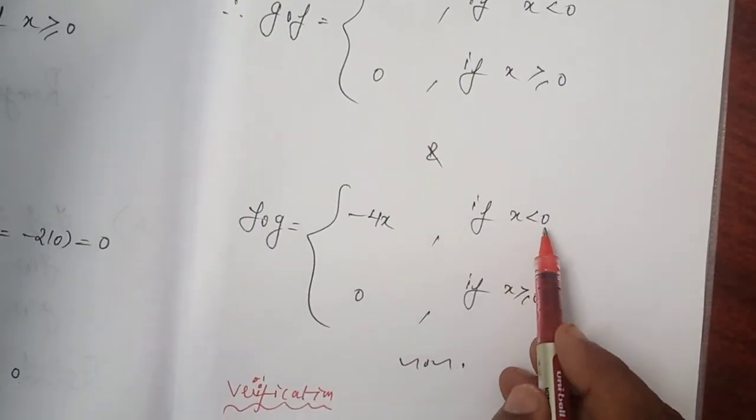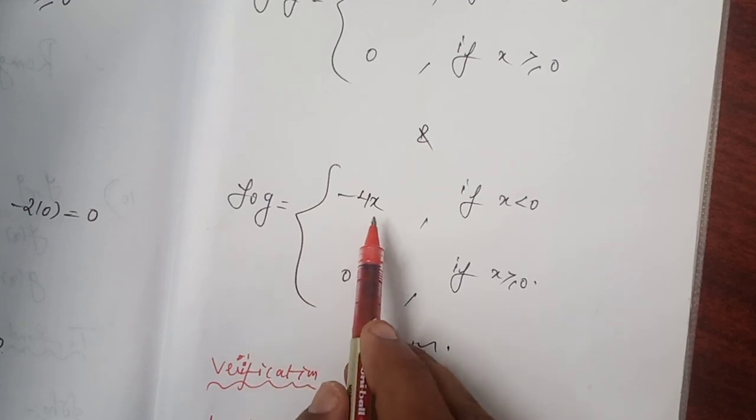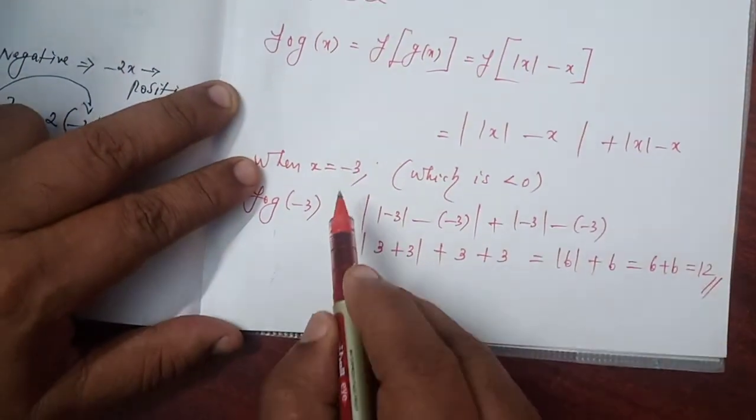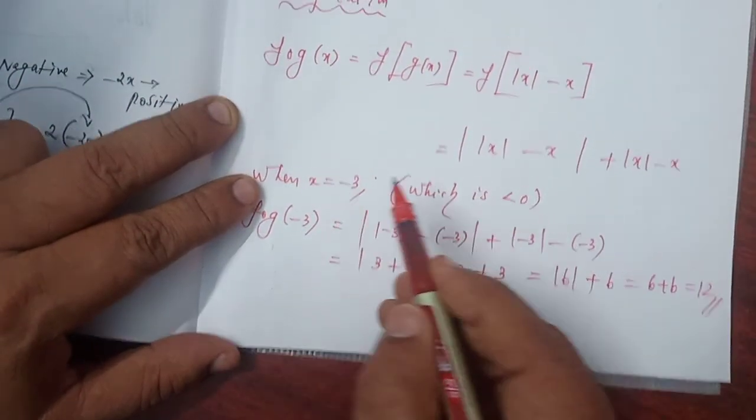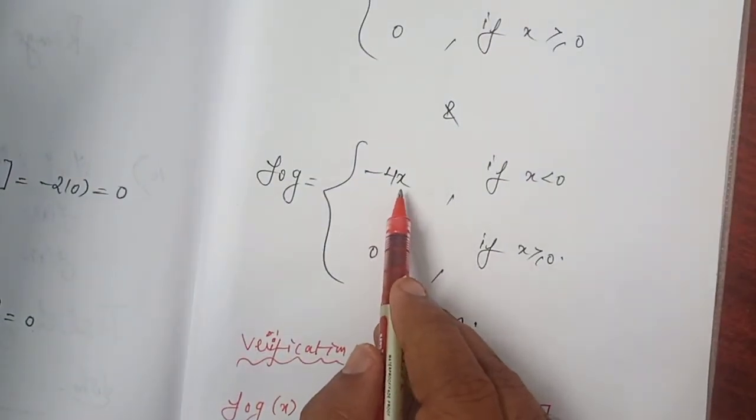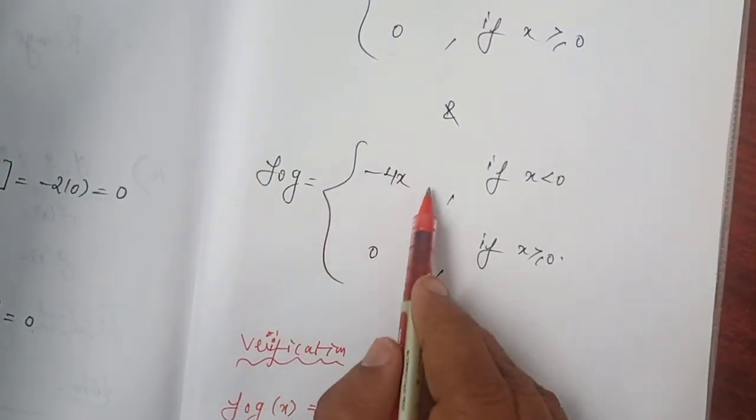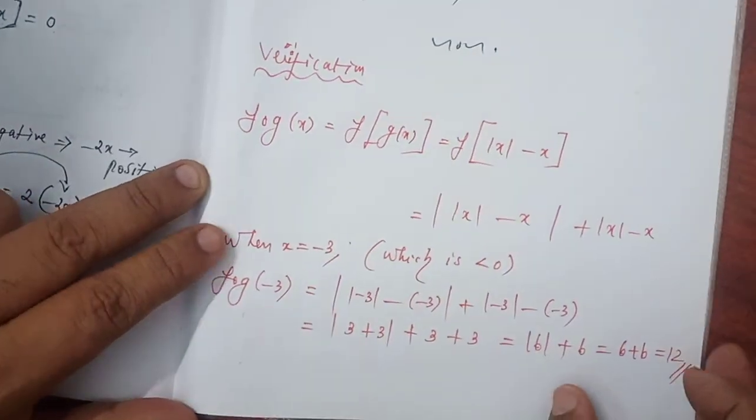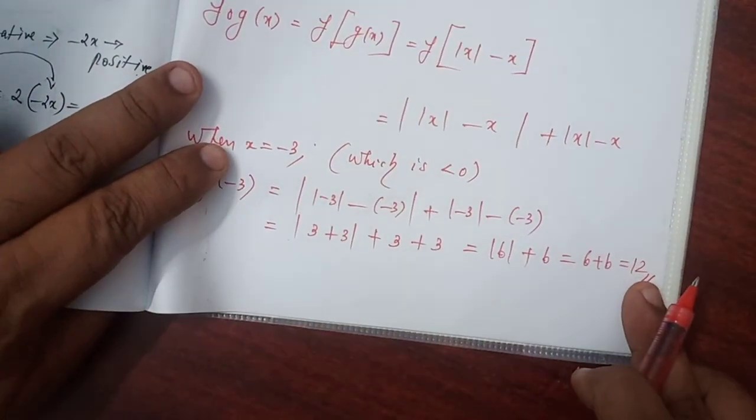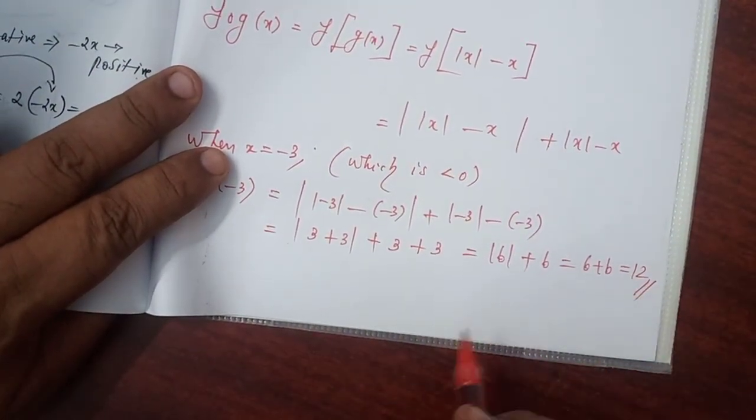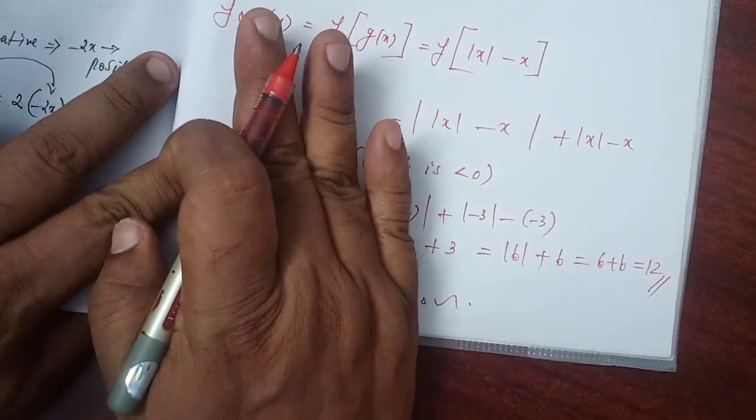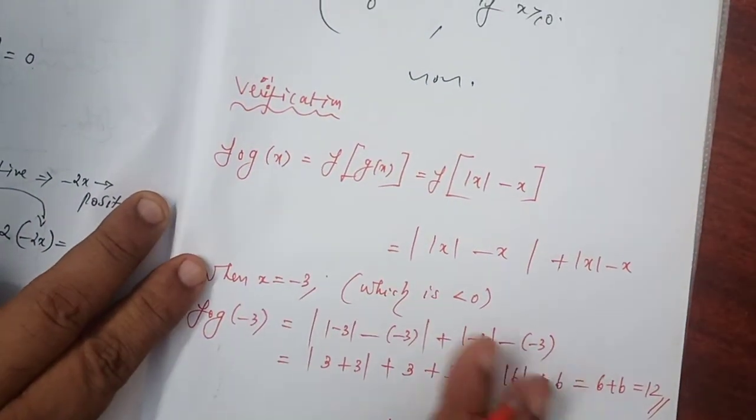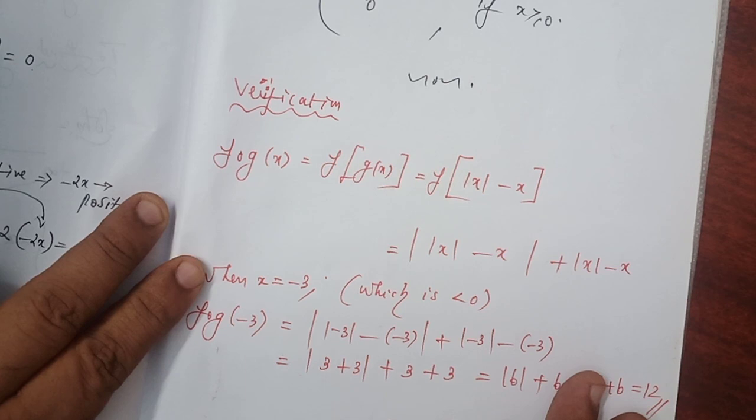For x less than 0, what we have proved is minus 4x. What is the value of x here? Minus 3. Replace x by minus 3 here: minus 4 into minus 3 is equal to 12. Here also we have got 12. So our answer is absolutely correct. This verification is only for our reference, no need to write it in the examination.